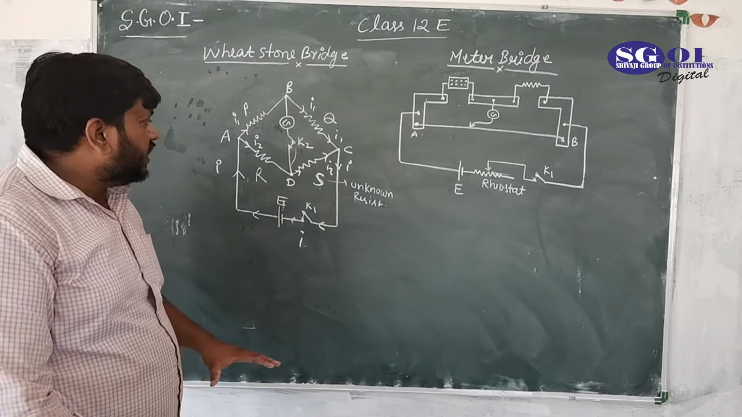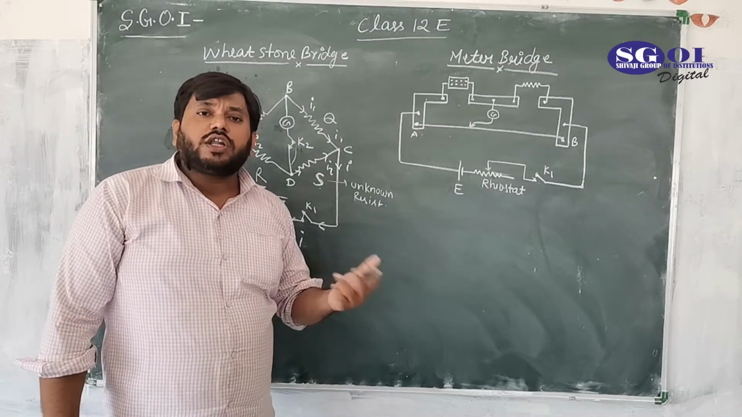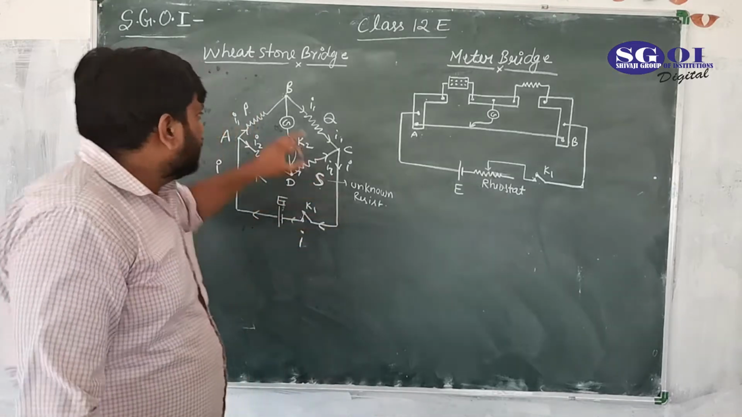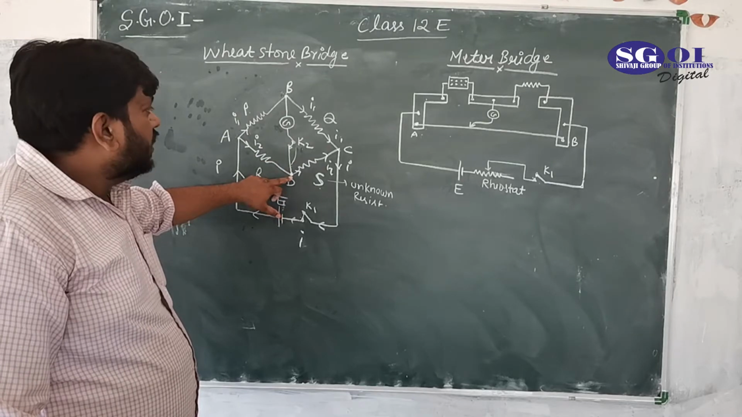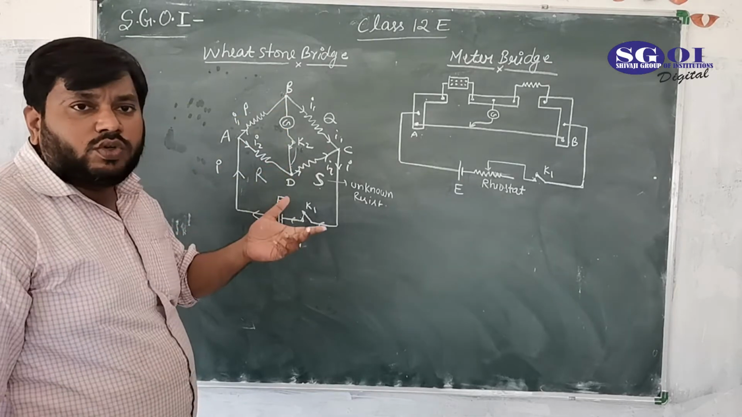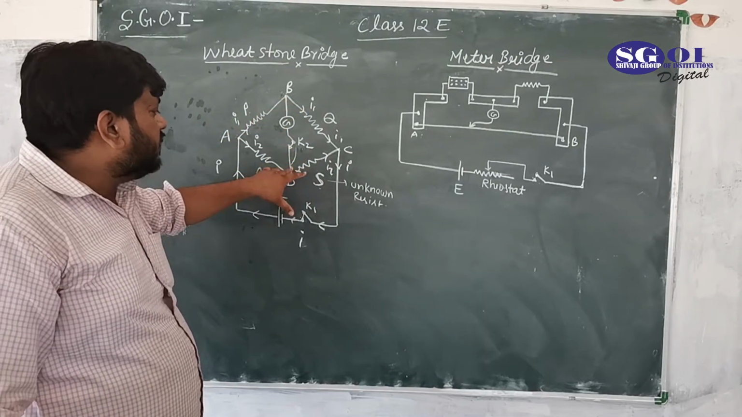There is a condition: we know that current always flows from high potential to low potential. And what about equal potentials? You are seeing here, the potential at this point and this point is the same. Then the potential difference is 0. It means no current is flowing in this path, because the potential difference between these points is 0.